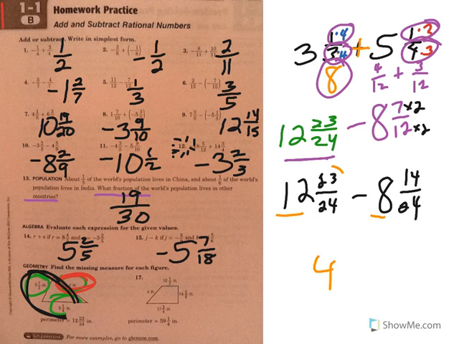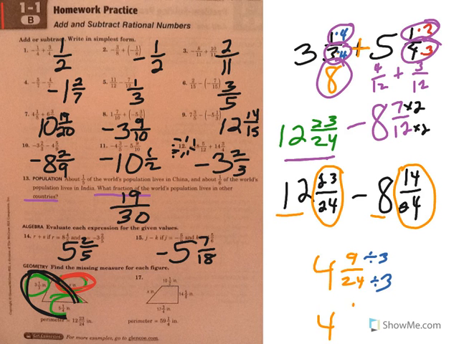And then 23/24 minus 14/24 should get us 9/24. Divide by 3. So 4 and 3/8 looks correct. And it is.